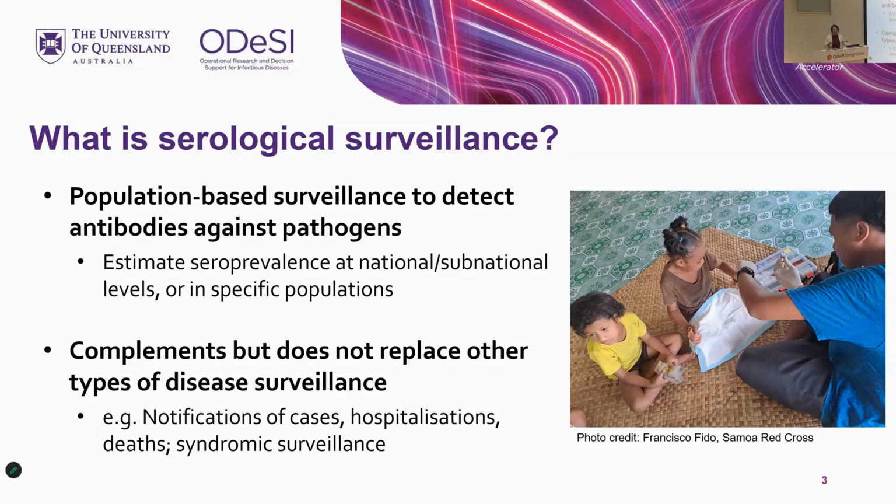So this is very different to other types of surveillance, like case-based surveillance, where people are notifying cases, hospitalizations, deaths. Typically serological surveillance is on populations that are healthy, so population representative in healthy individuals. It's also very different to syndromic surveillance, where we're looking at syndromes, so constellations of signs and symptoms that make up a syndrome. This is serological surveillance, where we're looking at antibodies in people's blood.